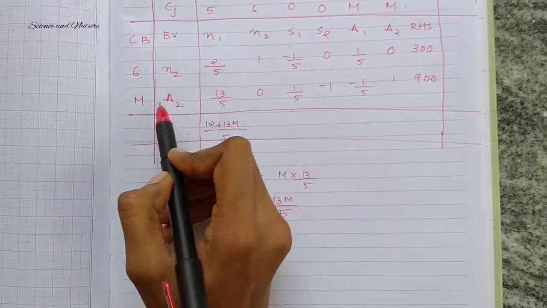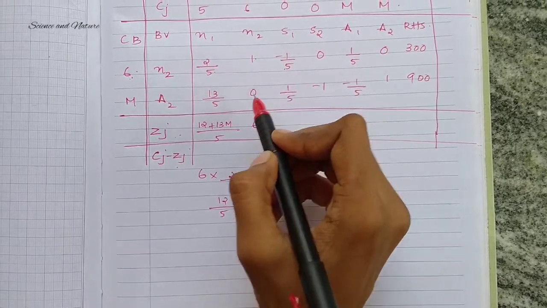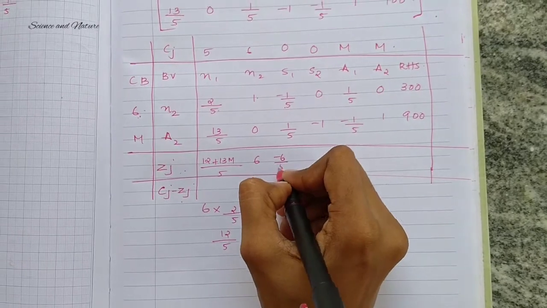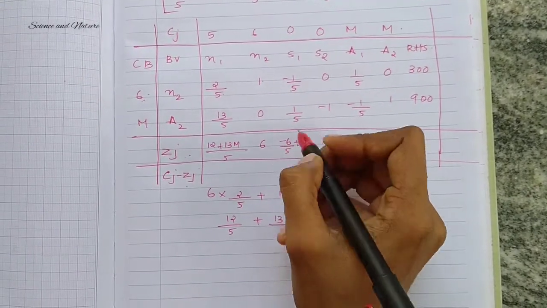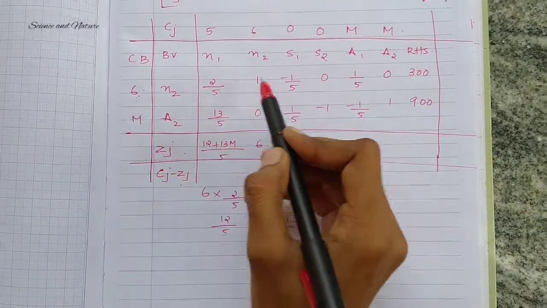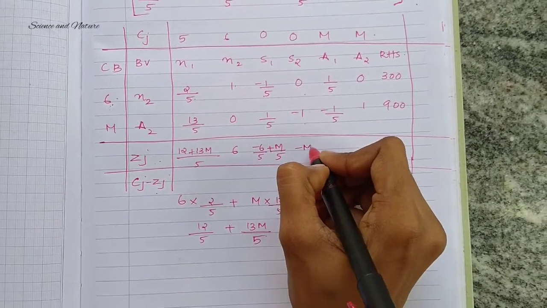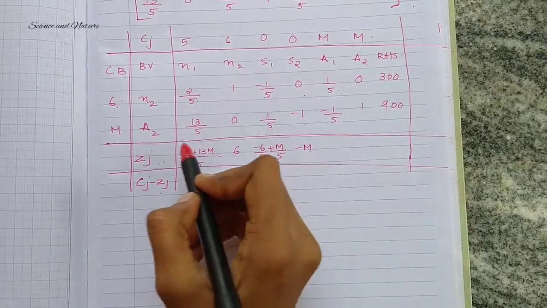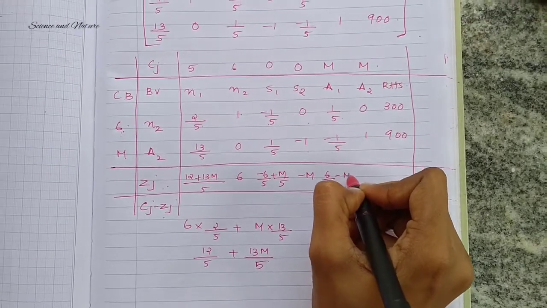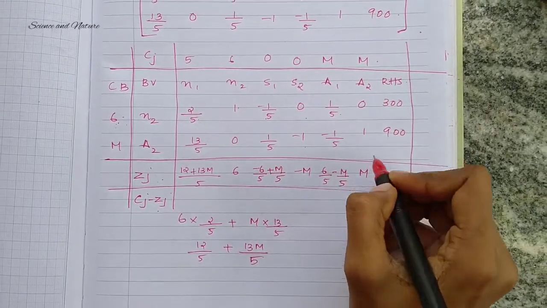The denominator is same, so we can write as 1. Next one is 6 into 1 plus m into 0, that is 6. Next is 6 into minus 1 by 5 plus m into 1 by 5, that is minus 6 by 5 plus m by 5, or we can write as minus 6 plus m divided by 5. Then next one is 6 into 0 plus m into minus 1, that is minus m. Next one is 6 into 1 by 5 plus m into minus 1 by 5, that is 6 by 5 minus m by 5. Next is 6 into 0 plus m into 1, that is m.